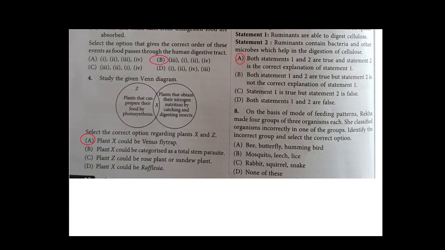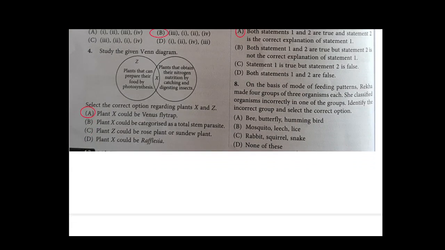Now the eighth question. On the basis of the mode of feeding patterns, Rekha made four groups of three organisms each. She classified organisms incorrectly in one of the groups. We have to identify the incorrect group and select the correct option. So here are the four groups.